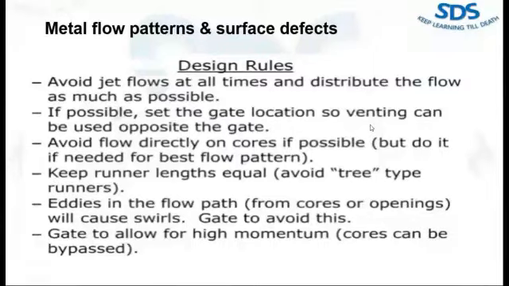We have to avoid direct gating on a core, but this is sometimes unavoidable. So what we can do to minimize some jet flow is use more gate area so that we can reduce the gate velocity, which will help to reduce the turbulence and the jet flow in that particular area in front of cores, right?